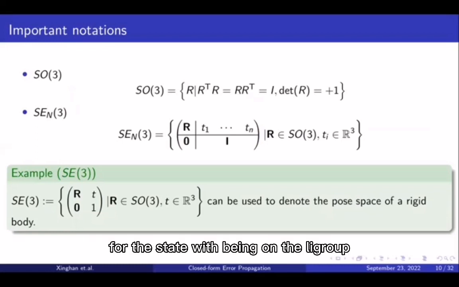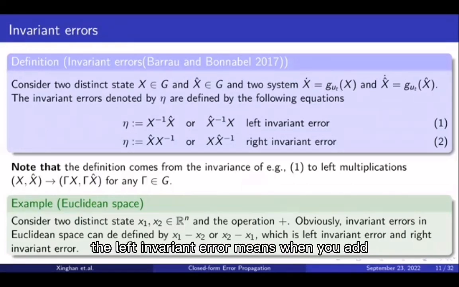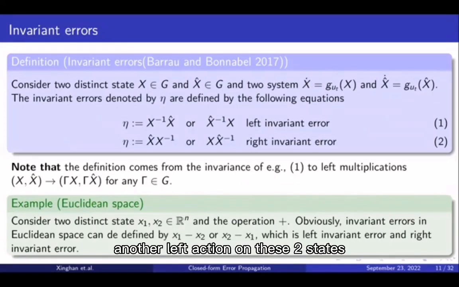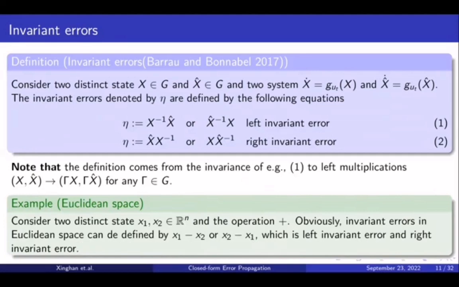For a state on the Lie group, the binary operation is just multiplication. So we will use two errors of this form. The left invariant error means that when you apply another left action on these two states, it doesn't change the error. That is, if you multiply on the left by the same matrix, the value doesn't change. So is the right invariant error.